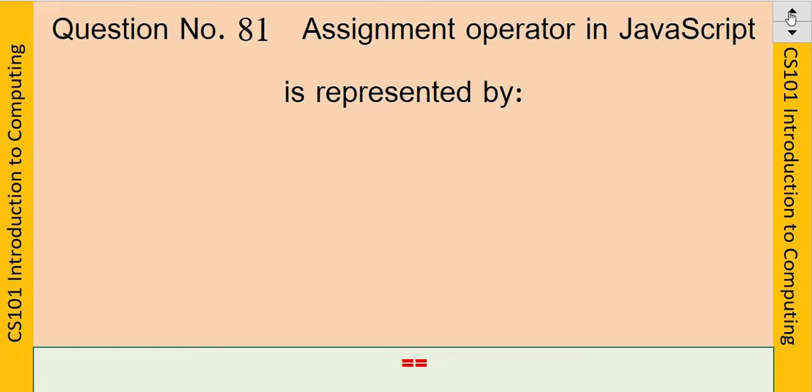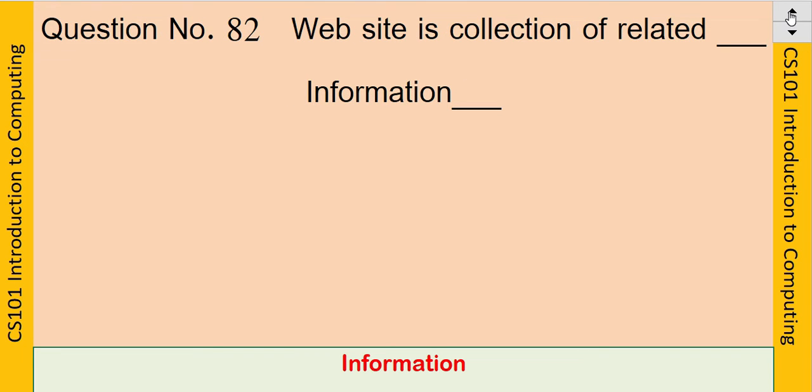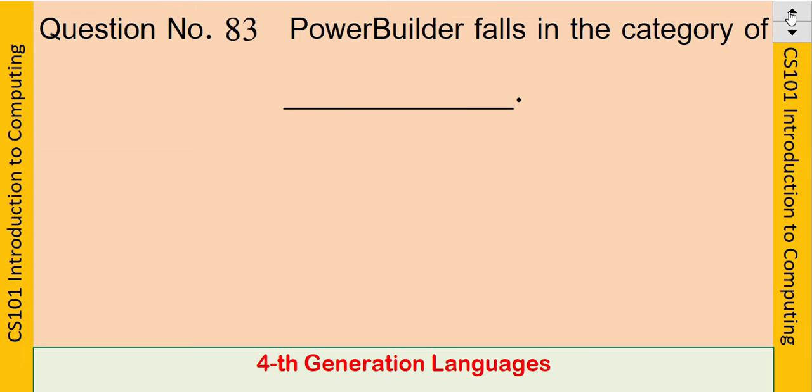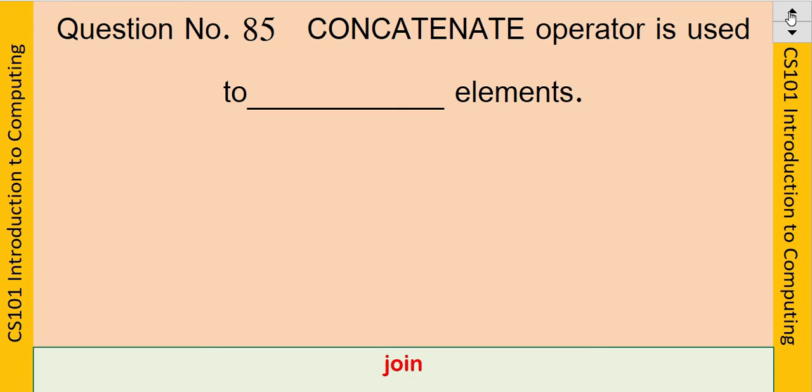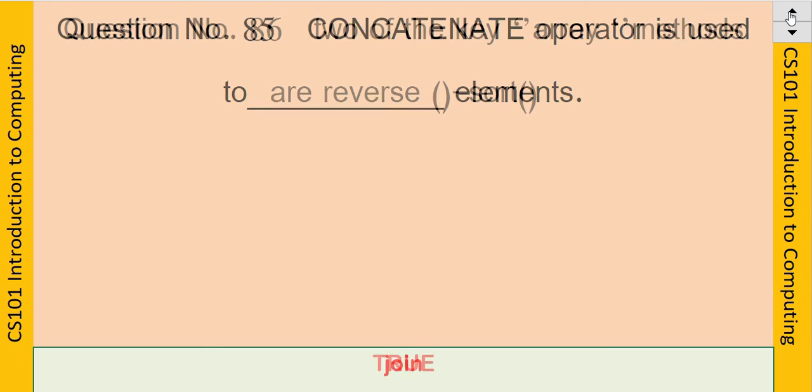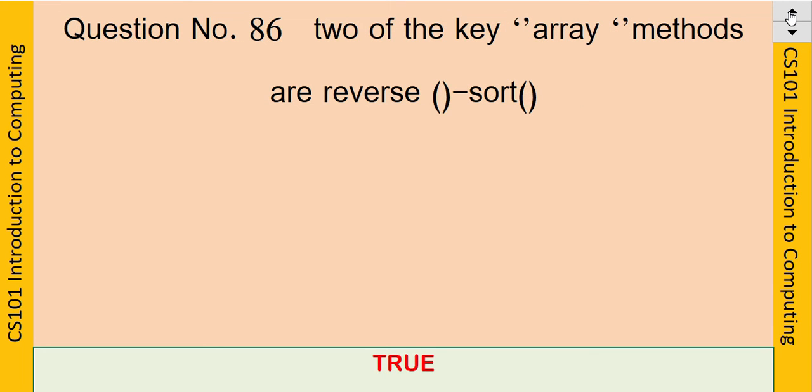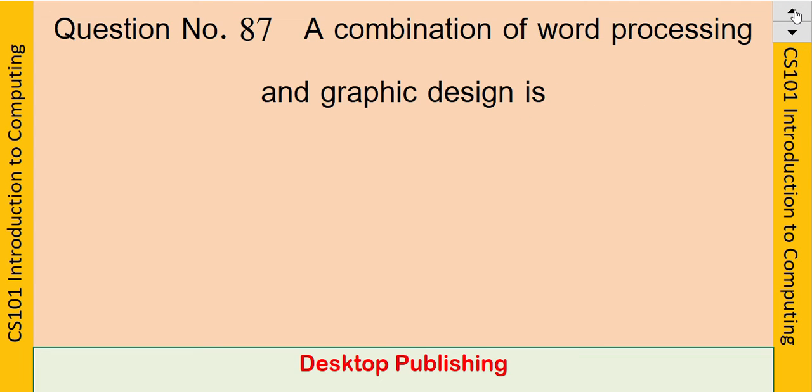Assignment operator in JavaScript is represented by one equal sign. Website is collection of related information. Power Builder falls in the category of fourth generation languages. Collection of facts and figures is called information. Concatenate operator is used to join elements. Two of the key array methods are reverse and sort. True. A combination of word processing and graphic design is desktop publishing.